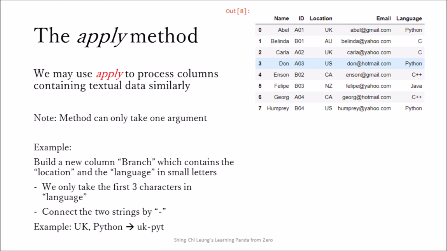This time, let's do something of larger scale. We want to build a column for the branch of each staff. The branch name is taken as follows. It takes the location and language in small letters. For the language, we only use the first 3 characters. Then we connect the 2 strings by a hyphen. For example, for a staff in UK using Python, then his branch name is UK-pyt.